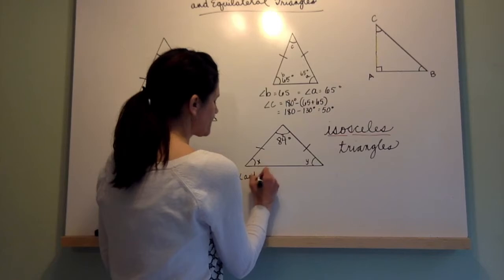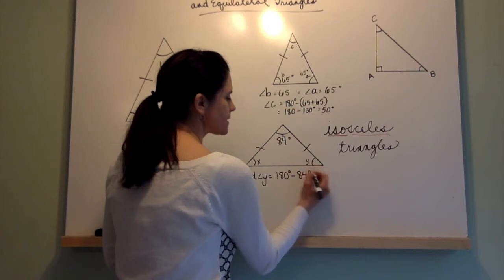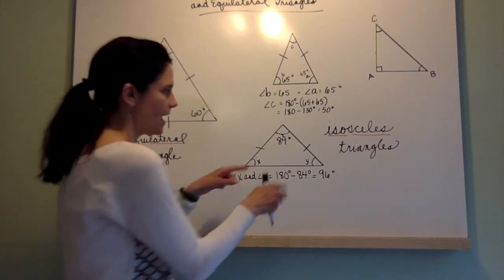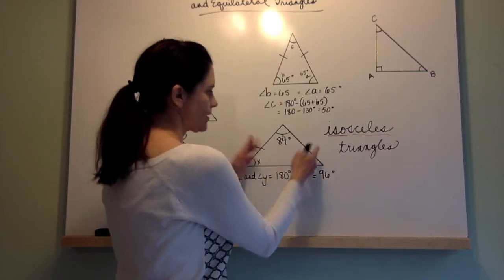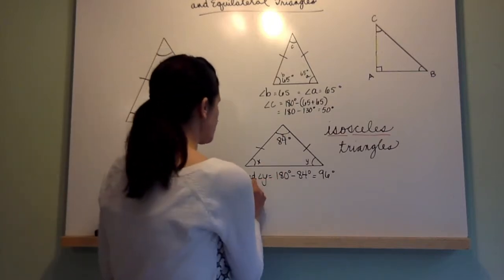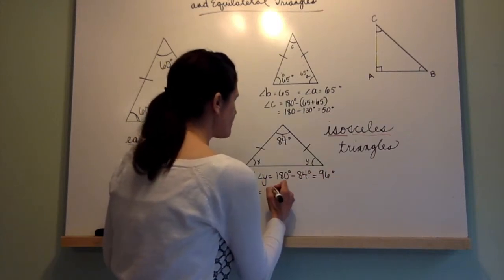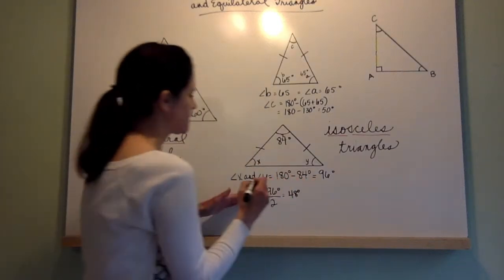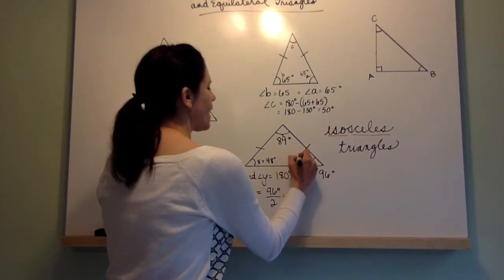X and Y are going to be equal to 180 degrees minus 84 degrees, which is 96 degrees. That's X and Y together. Now, because X and Y are the angles opposite one another between these two equal sides, they are in fact equal. So to find angle X, which is equal to angle Y, I'm just going to take that total, 96, and divide it by 2. And that's going to give me 48 degrees. That's angle X, which of course is identically equal to angle Y.